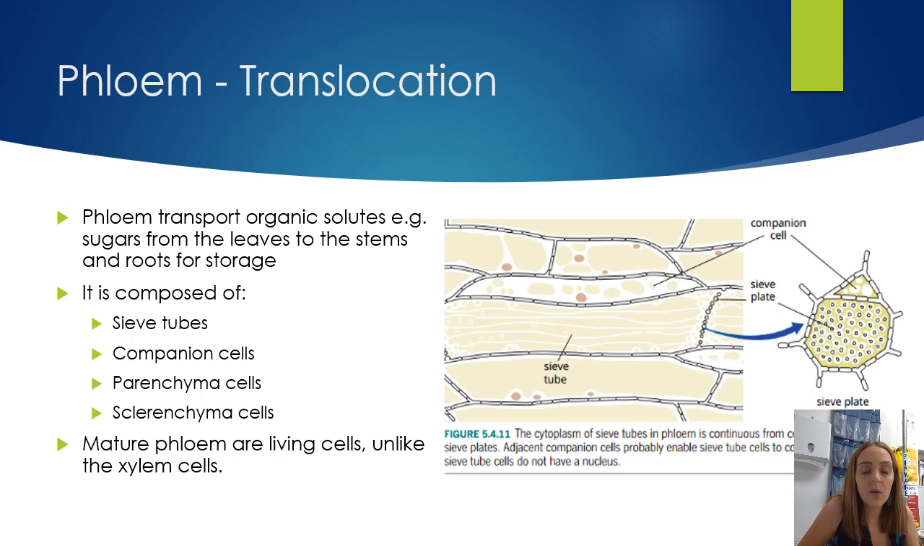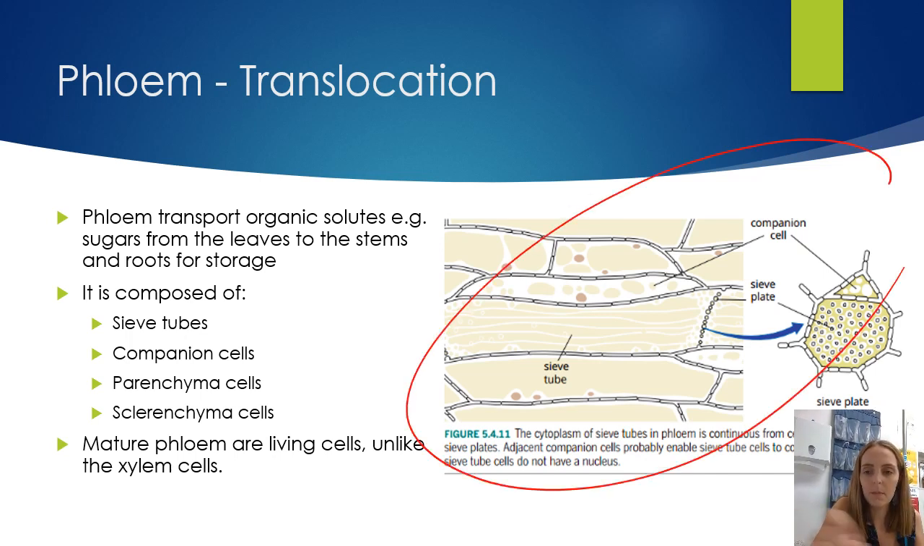Now let's have a look at translocation in the phloem. So this is going the opposite way, from sugars in the leaf made from photosynthesis going through the plant. So phloem are going to transport organic solutes like sugars from the leaf to the rest of the plant. And there's a number of different components in the phloem, such as sieve tubes, companion cells, parenchyma cells, and sclerenchyma cells. Again, we're not going to go into the details of these because that's outside of the syllabus, but you can see those in the diagram over here, which has come from your textbook, of the structure of your phloem.